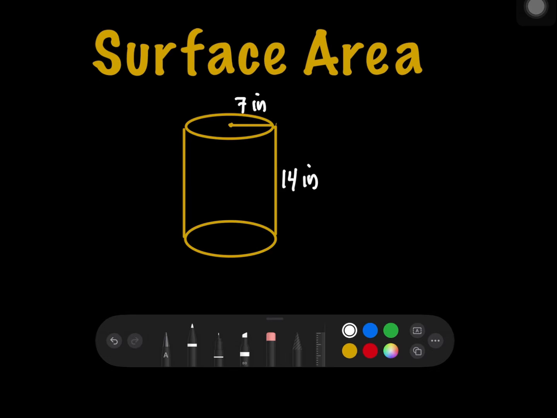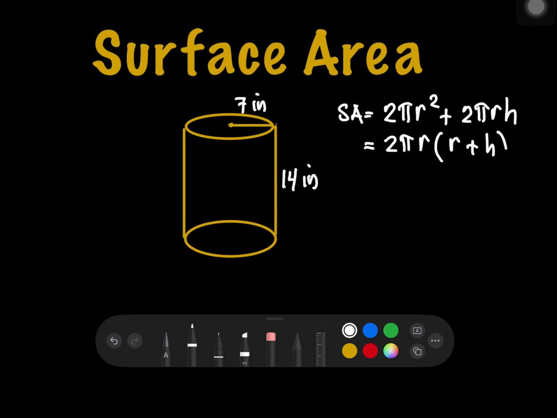To calculate the surface area of the cylinder, in this example, the radius is 7 inches and the height is 14 inches. So first, let's take the formula on how to find the surface area of the cylinder, which is 2 pi r squared plus 2 pi r h, or you can simply factor out 2 pi r and then bracket r plus h.